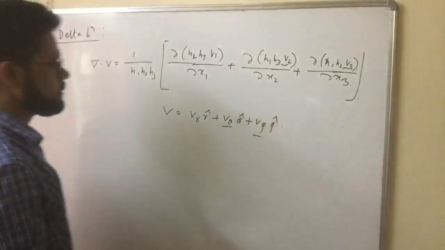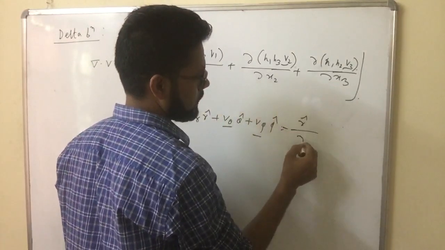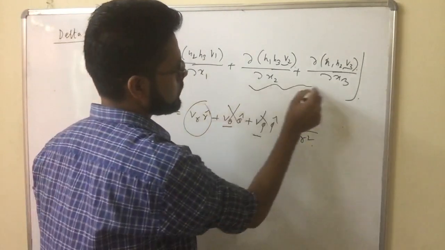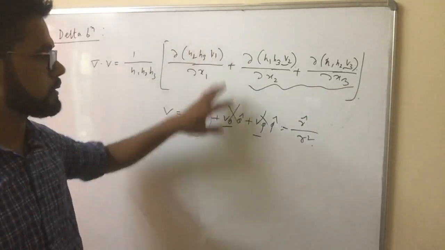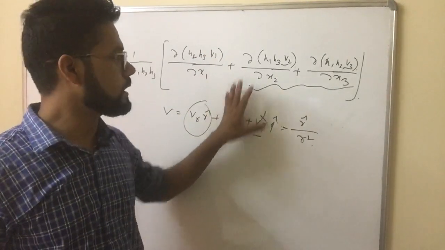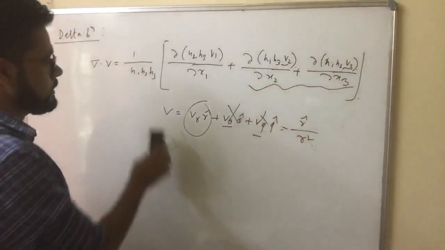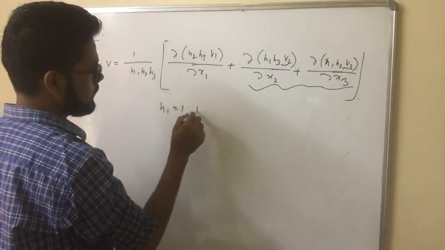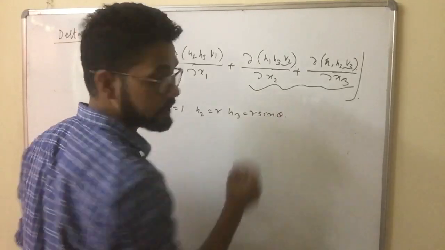Now in this spherical coordinate system, V is given only as r cap by r squared. This component exists and the others are not there, so we do not need to write those parts. Only the r component is there, so the parts associated with theta and phi I am not going to write. In spherical coordinates, H1 equals 1, H2 equals r, H3 equals r sin theta. I already told you that in the previous class.